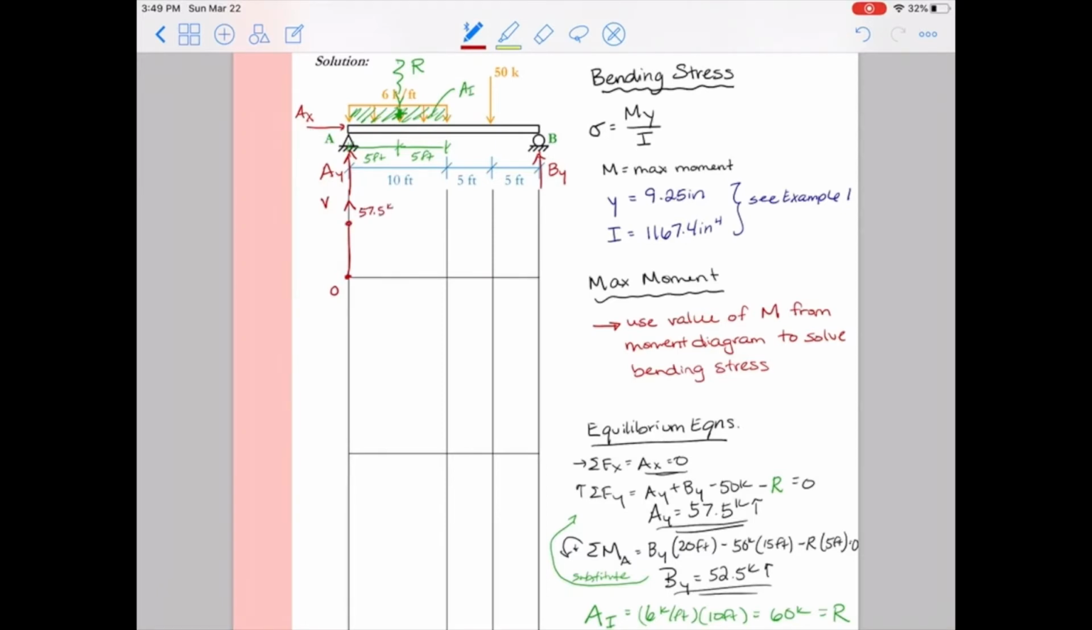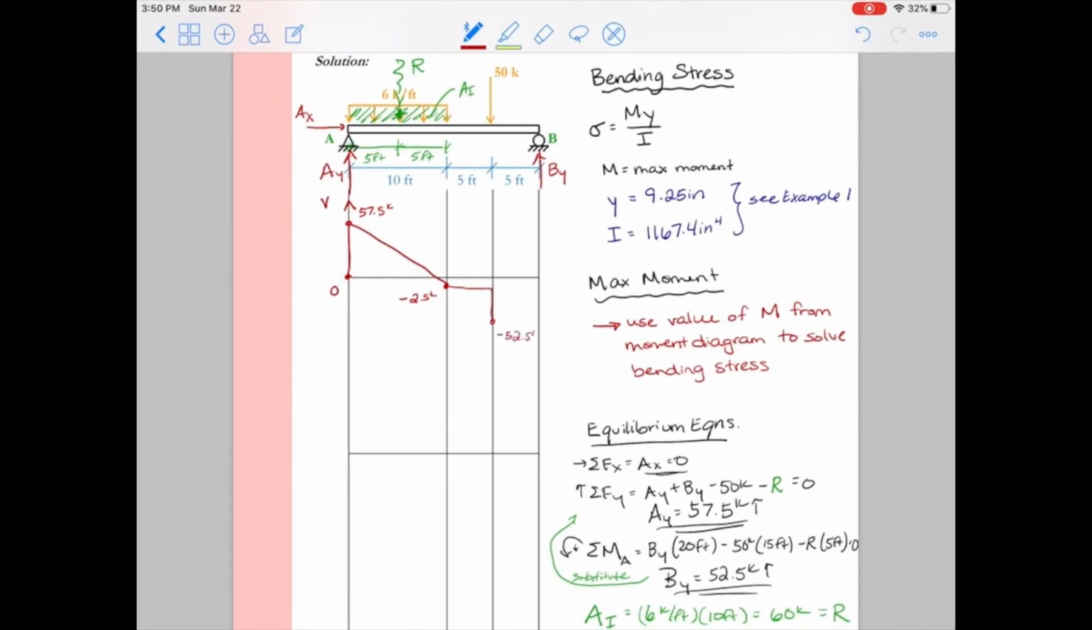Now I have that distributed load. My distributed load is gradually pushing my shear diagram back down. Over the entire range of that 10 feet, it goes down a total of 60 kips, or the value of A1. So 57.5 kips minus 60 gives us negative 2.5 kips. And because that's a constant distributed load, when I take the integral of that, I get a linear function, so my shear changes linearly. From 10 to 15, nothing really changes.